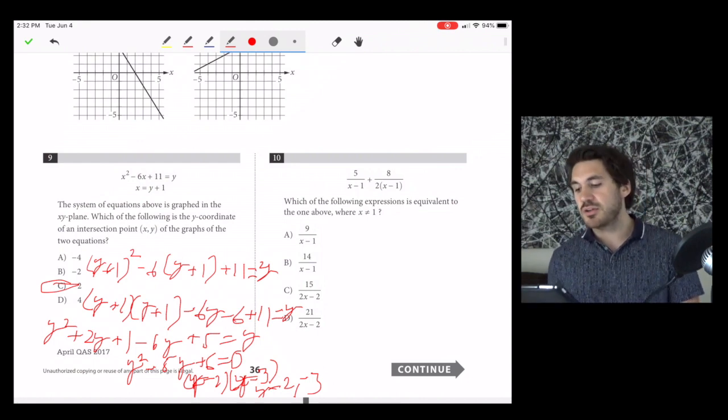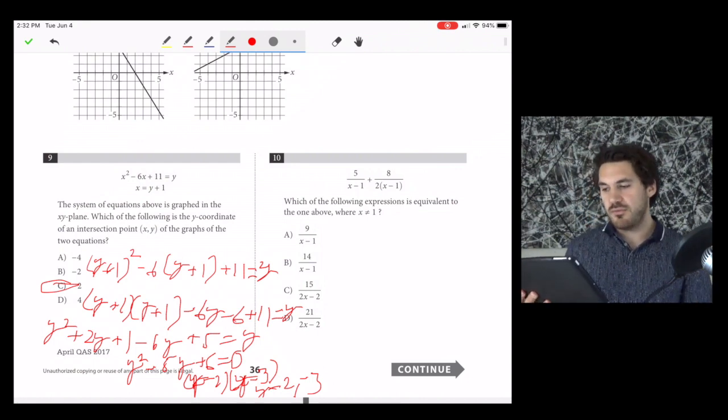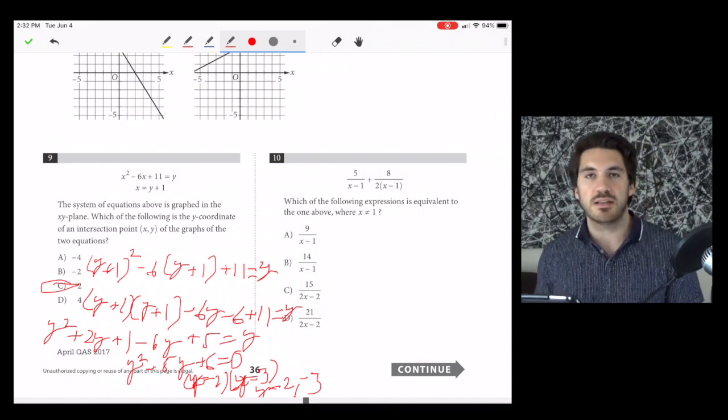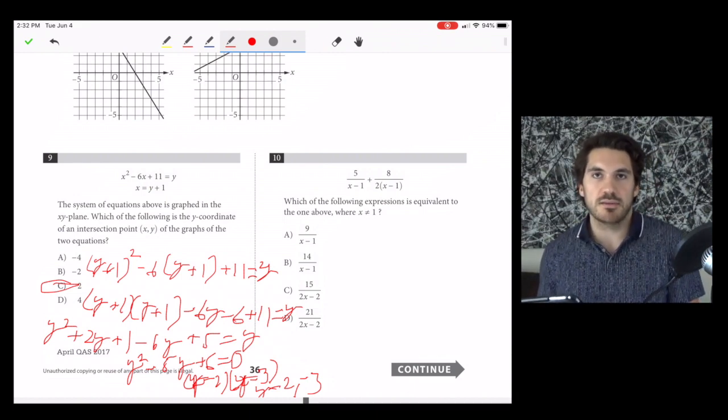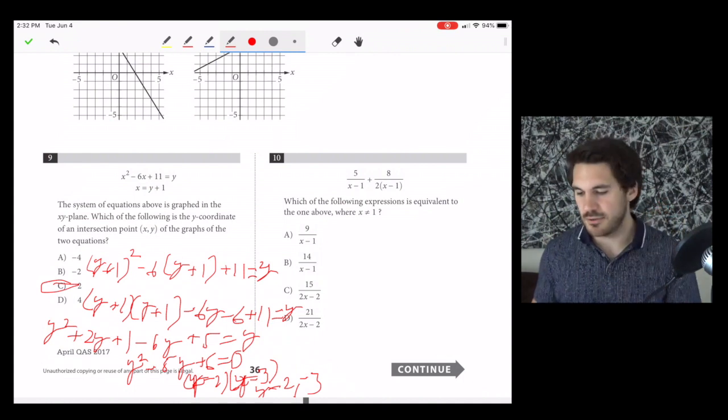Number 10. Which of the following expressions is equivalent to the one above? So really, this looks kind of complicated, but all it basically is, is you're adding two fractions. Well, what do you need to do when you're adding two fractions? You need to make sure that they have a common denominator. So let's get them to have a common denominator.